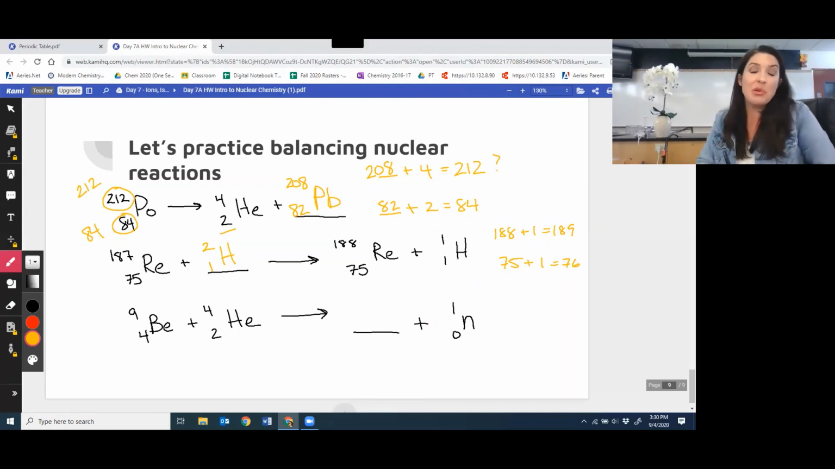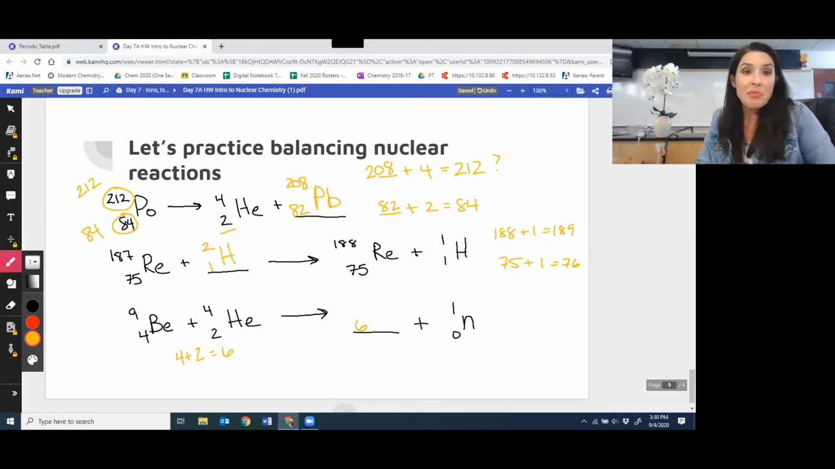For our final example, we've got beryllium 9 and helium 4. They will undergo a reaction to form something, some mysterious element plus a neutron. So over on this side, I've got 4 plus 2 equals 6 protons. I have 0 protons on the reaction side, so I'll put a 6 here. 0 plus 6 equals 6.